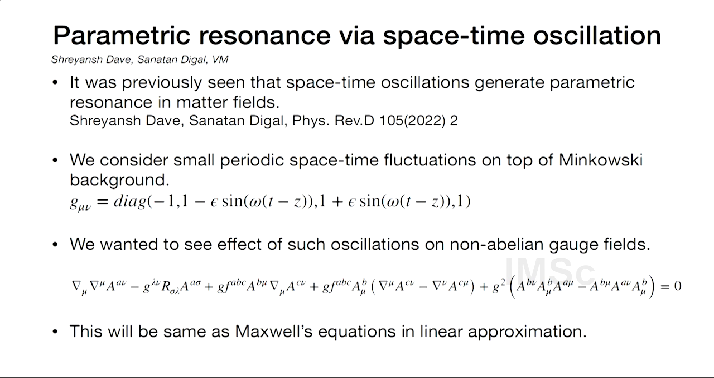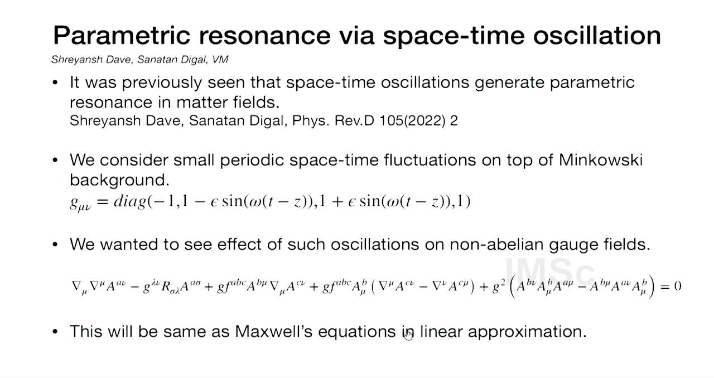The third thing is that we consider periodic fluctuations in space-time, which lead to parametric resonance. It was previously seen that space-time oscillations generate parametric resonance in matter fields. So we wanted to study the effect of such fluctuations on non-abelian gauge fields. We considered a small periodic space-time fluctuation on top of a Minkowski background. Why this particular background? Because this mimics a plus polarized gravitational wave traveling in the z direction.